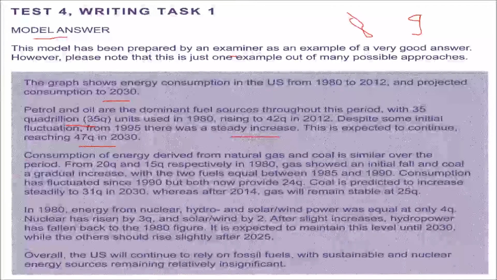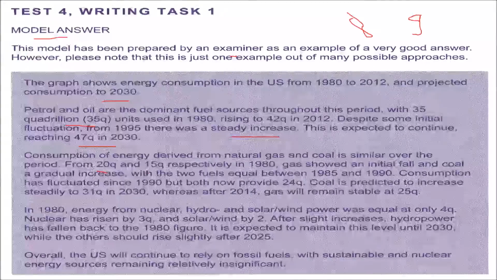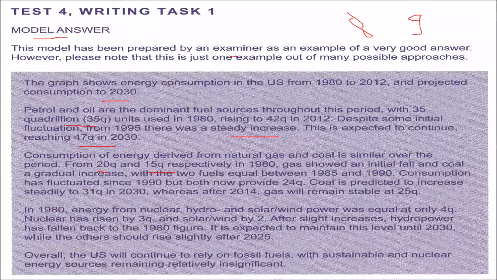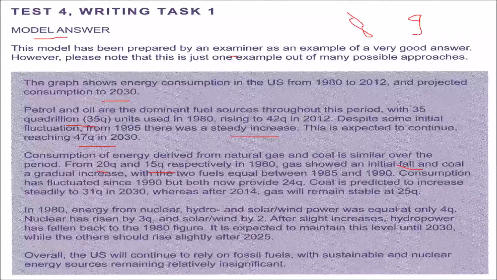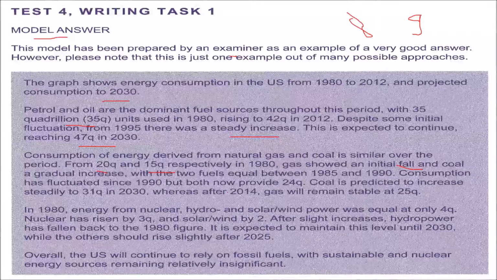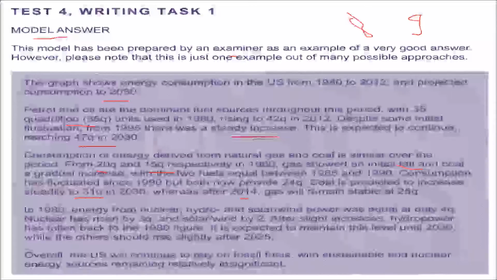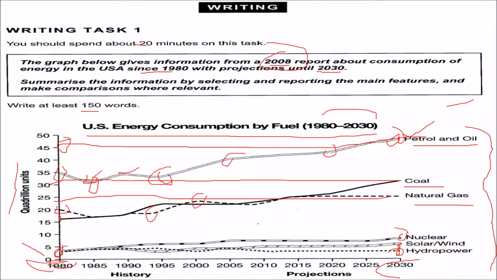Now, consumption of energy derived from natural gas and coal is similar over the period, from 20 and 15 quadrillion respectively in 1980. Gas showed an initial fall and coal a gradual increase, with the two fuels equal between 1985 and 1990. Consumption has fluctuated since 1990, but both now provide 24. Coal is predicted to increase steadily to 31 in 2030, whereas after 2014 gas will remain stable at 25. See, gas remains stable. This is stability.